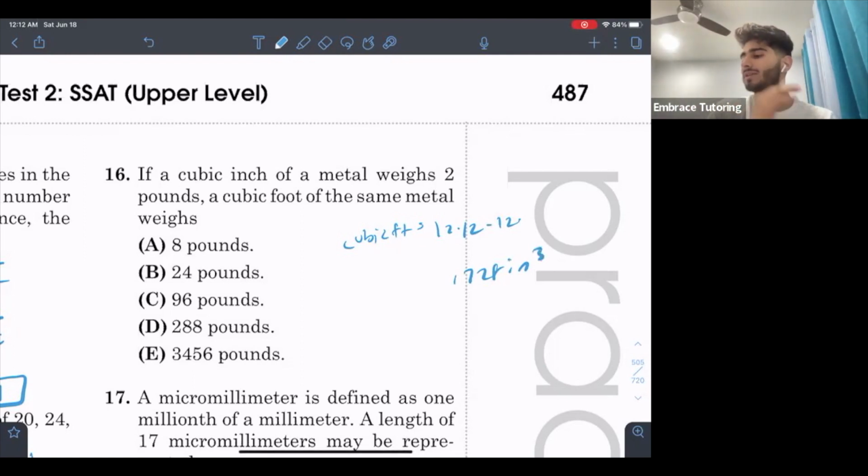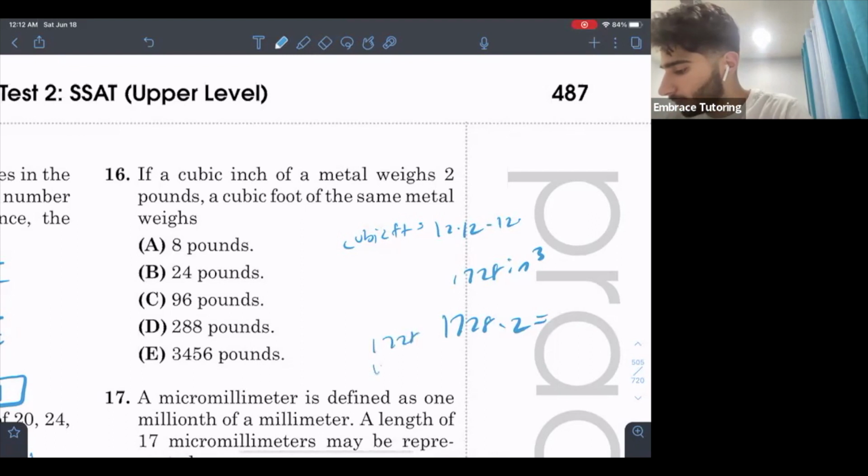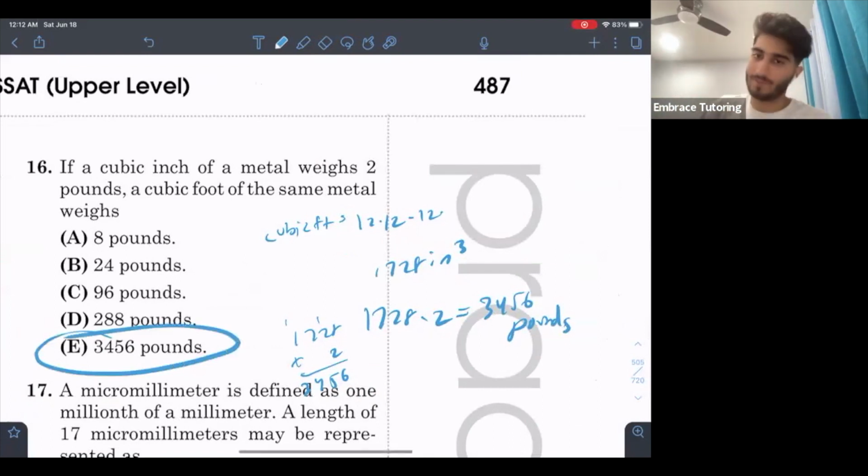But now a cubic inch weighs 2 pounds. So if it's each cubic foot, how much it weighs, you would do 1,728 times 2 to get 3,456 pounds. Choice E for 16.